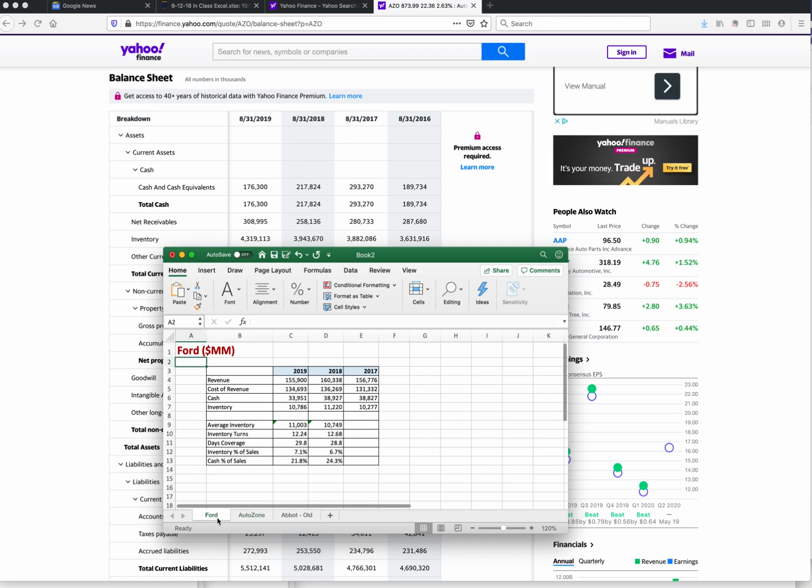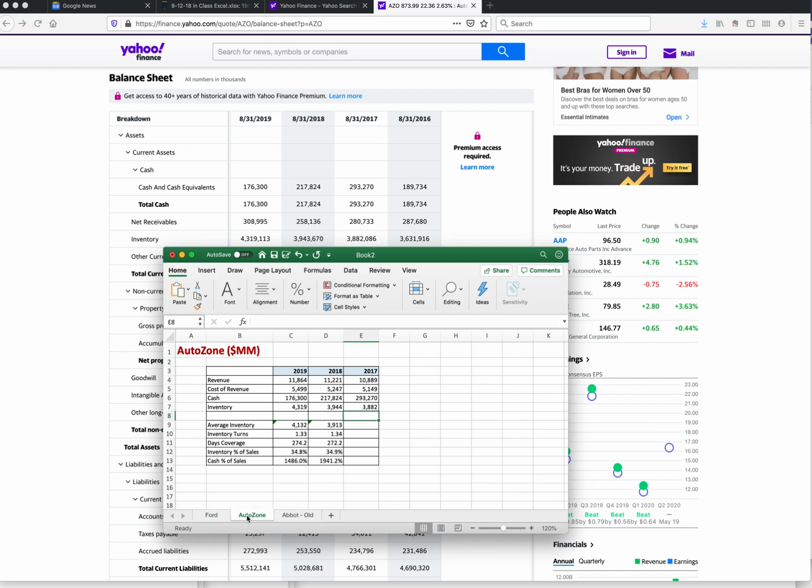Ford, they don't have as much. I mean, AutoZone has more cash than Ford. That's crazy. How does that happen? But they do. It doesn't even make sense to me. Is that really true? It's thousands of dollars.